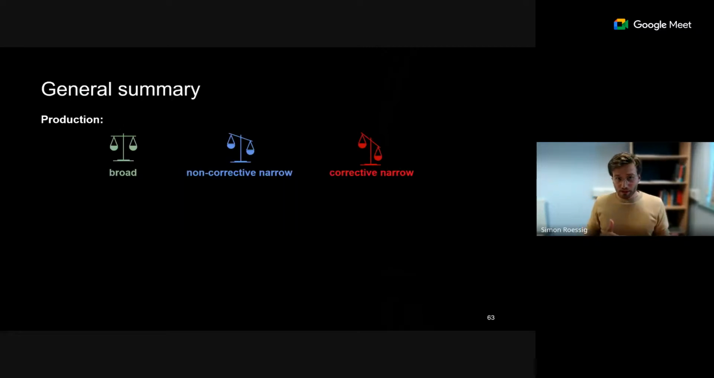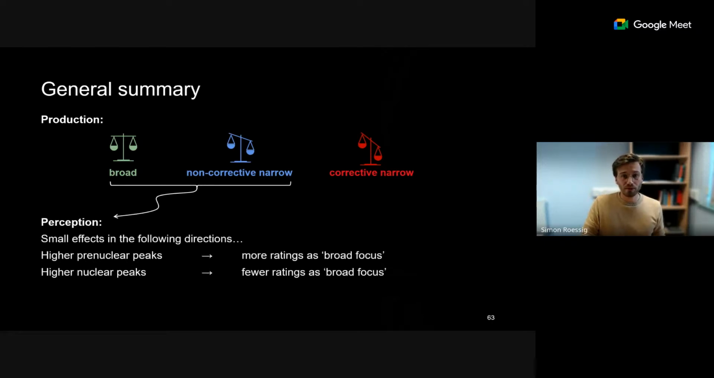All right, so these prominence profiles in production with a prominence concentration on the nucleus are generally tested in our perception data for broad versus non-corrective narrow focus, so for the left pair here. We do get small effects that point in the following directions. Higher prenuclear peaks lead to more ratings as broad focus, and higher nuclear peaks then decrease these ratings again. So higher nuclear peaks then lead to fewer ratings as broad focus. This is what we find in perception.